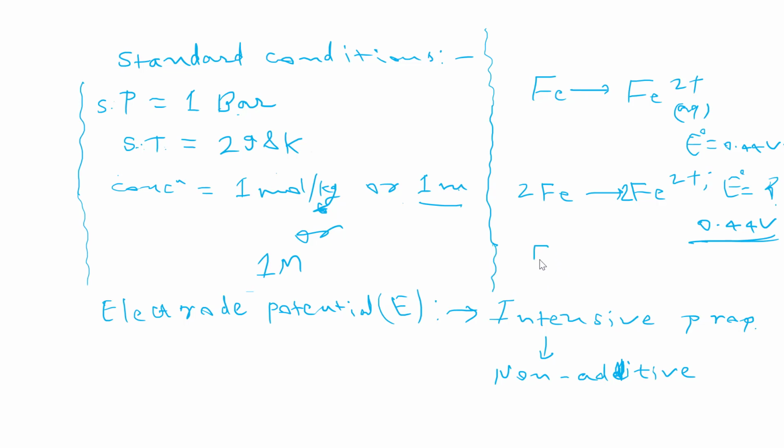Now, if we reverse this reaction, then what happens? What is E naught here? Minus 0.44, as this reaction now becomes reduction, and before this it was oxidation. So for any couple of species we can write both the oxidation potential and the reduction potential, and this is the relation between them.